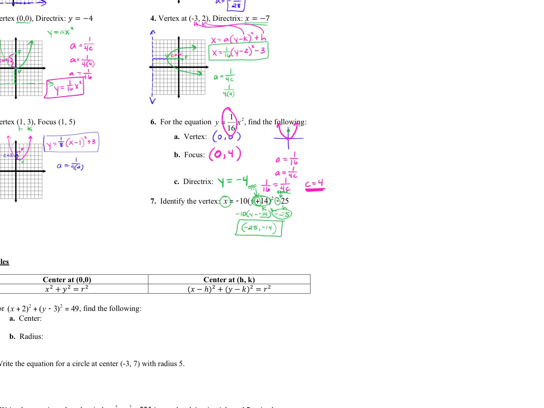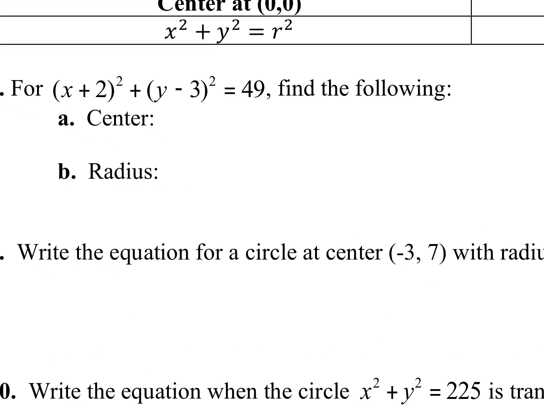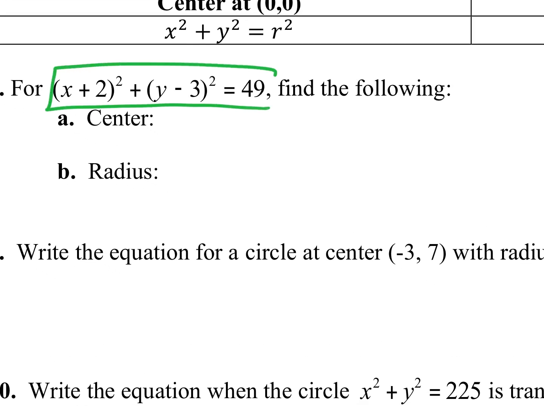Okay, last bit then is all about circles. 2 equations, both of which are written on the board for you for the quiz. It looks like this: x squared plus y squared equals r squared, and then center at HK is a little bit different. What would the center of this circle be? Opposite of what it looks like. -2, +3. And what's your radius? 7. Right. Your radius squared is in the equation. That's 49. You square root that, so your radius is 7.